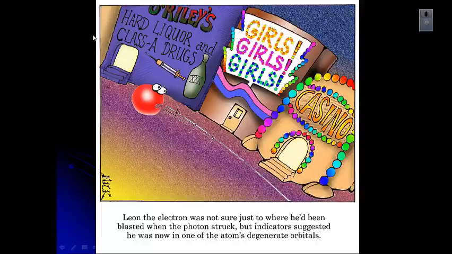Here's a little chemistry humor for you. So if you don't know the word degenerate, the meaning of the word degenerate clearly means poorly behaved. But also degenerate means having the same energy. So when we're talking about degenerate orbitals, we're talking about orbitals that have the same energy. So hopefully you got that one.